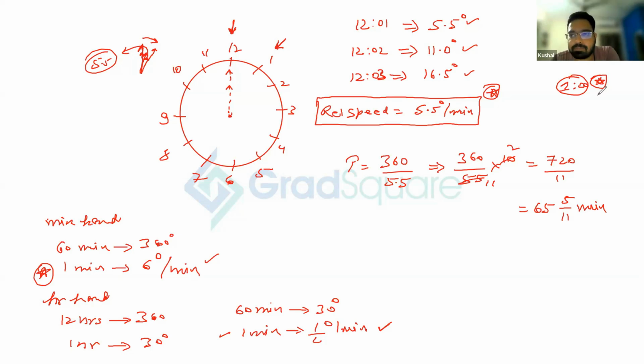Total time was 65 5 by 11. I'm dividing this 65 5 by 11 and saying after 60 minutes, the minute hand will come back to this and the hour hand will be over here. After the 60 minutes, how much more time will it take for them to meet?